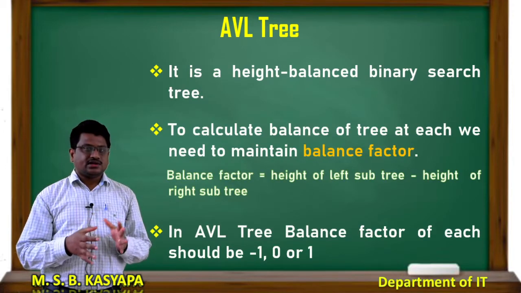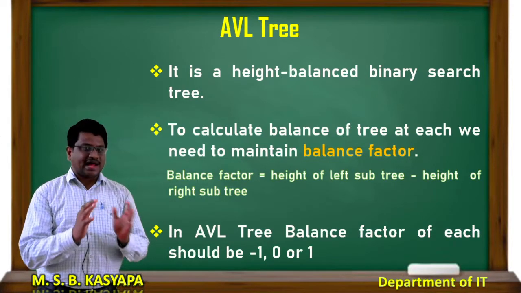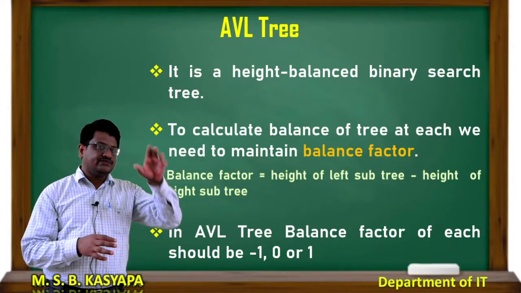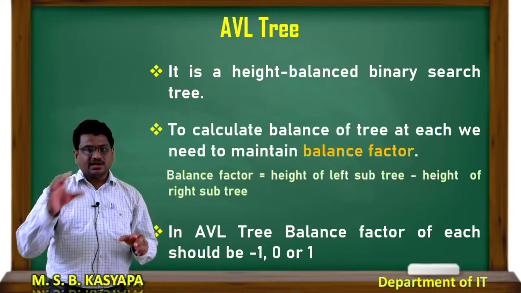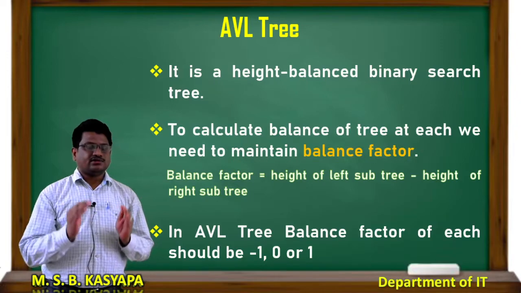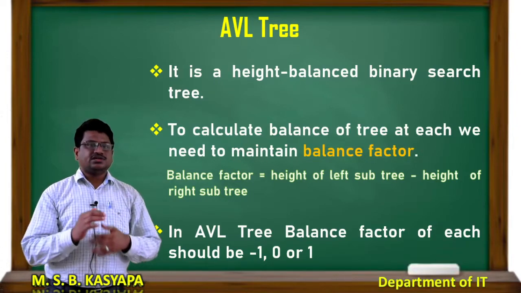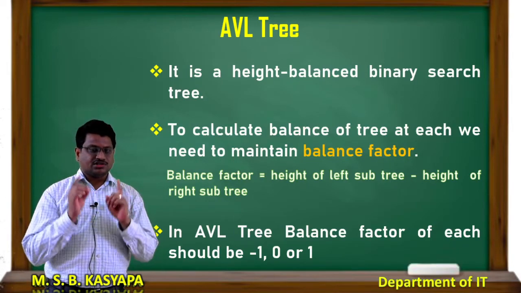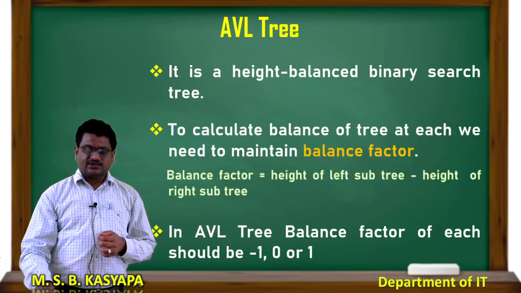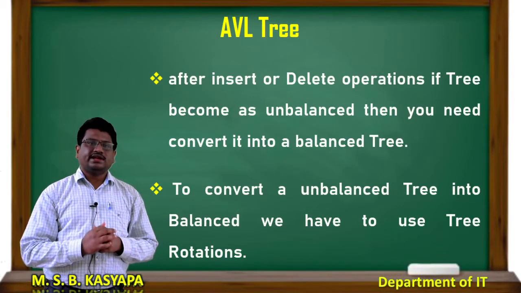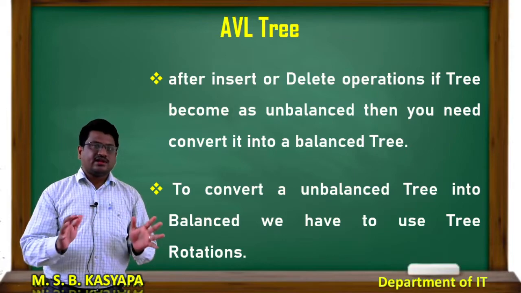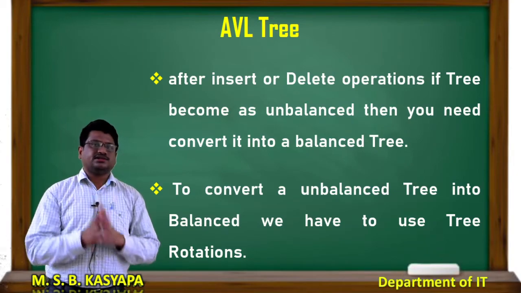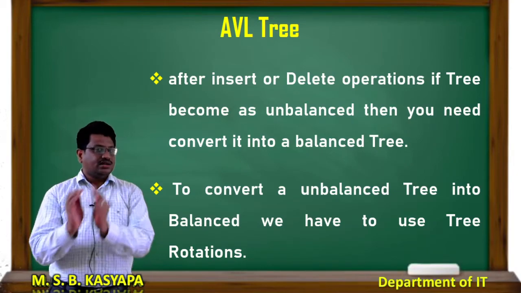So in the AVL tree, each and every node will contain a balance factor. That balance factor is obtained from the difference between the left subtree and the right subtree. If I want to consider a tree as an AVL tree, each and every node in the AVL tree must contain either -1, 0, or 1 as a balance factor. If you have anything other than these values, then it is not an AVL tree. That means it is not a balanced binary search tree. If it is a balanced binary search tree, then it is an AVL tree.